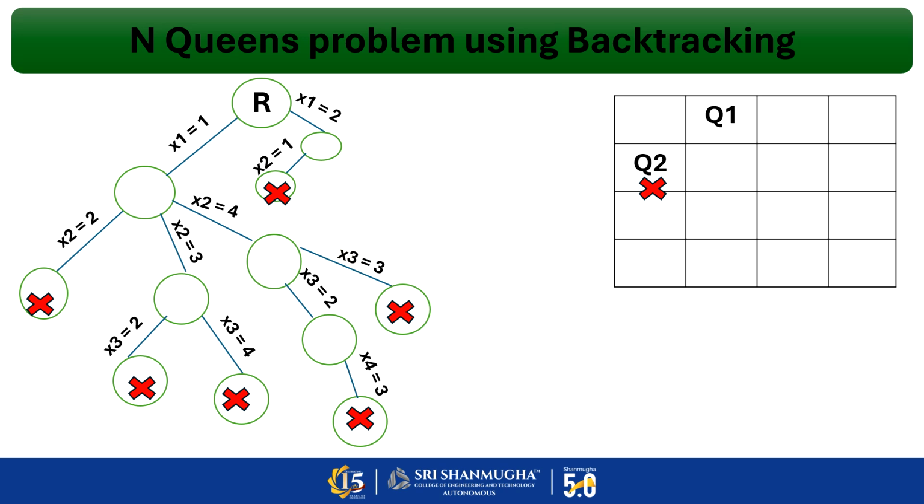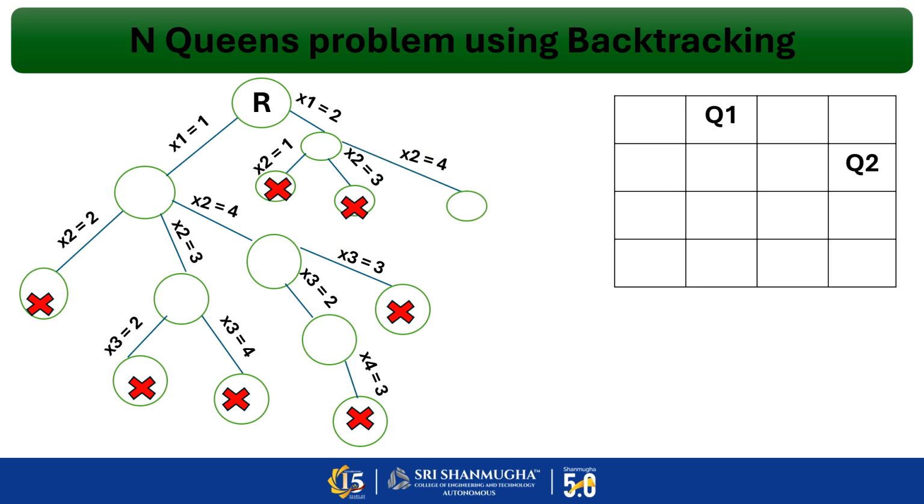But what happens? Queen 1 may attack it diagonally. So it is not possible. So kill that. Let us construct x2 equal to 3. x2 in the sense queen 2. So queen 2 is placed in third column, second row, third column. But there also it is not possible because q1 may attack it diagonally. So again kill it, no further solution.